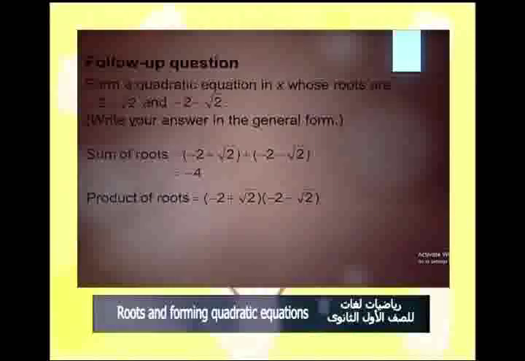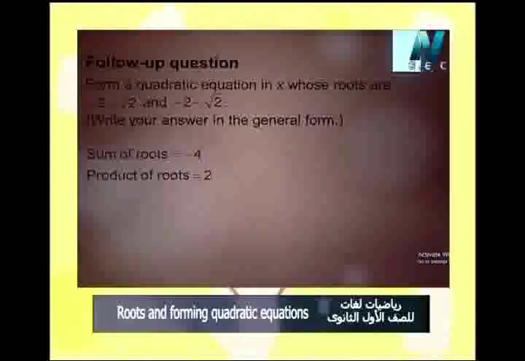And to find the product of the two roots, we multiply these two roots, negative 2 plus root 2 multiplied by negative 2 minus root 2. We multiply negative 2 times negative 2 will be 4, and negative 2 multiplied by negative root 2 will be positive 2 root 2... Root 2 multiplied by negative root 2 will be negative 2. So the answer will be 4 minus 2. The final answer will be 2.